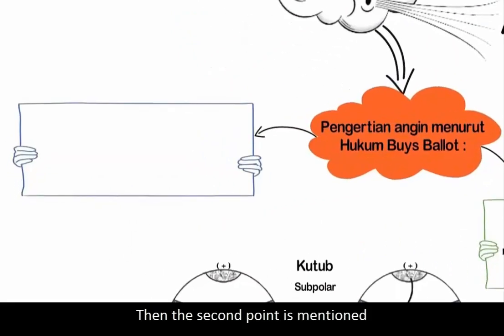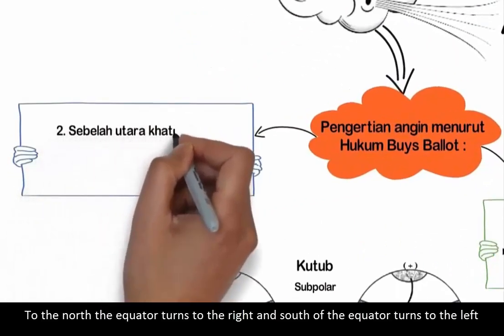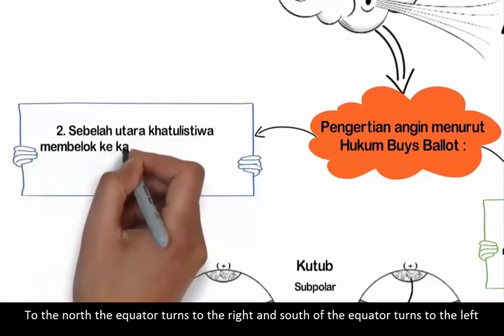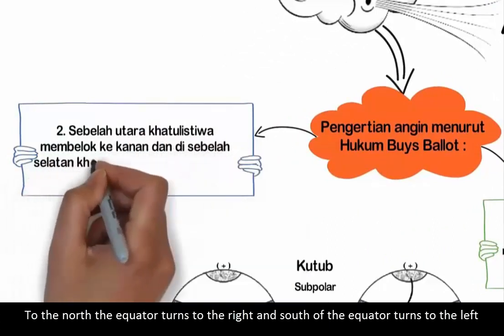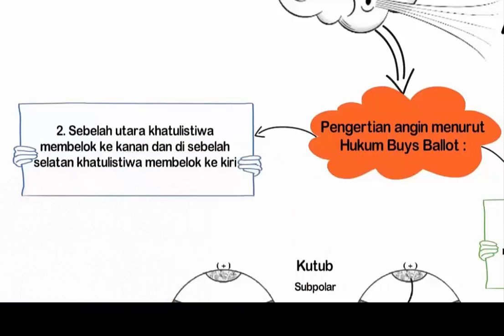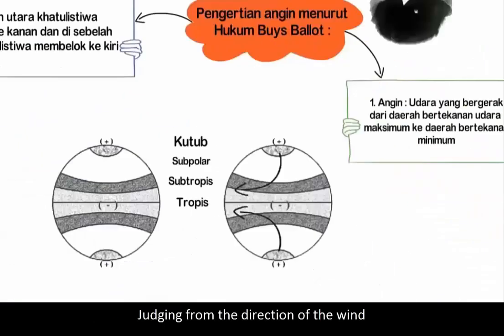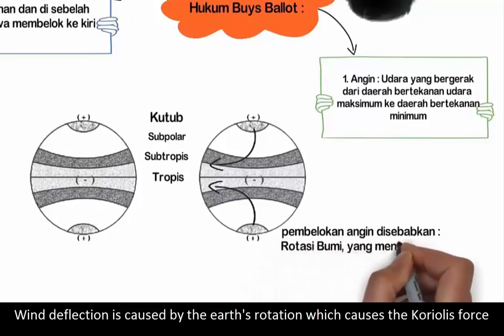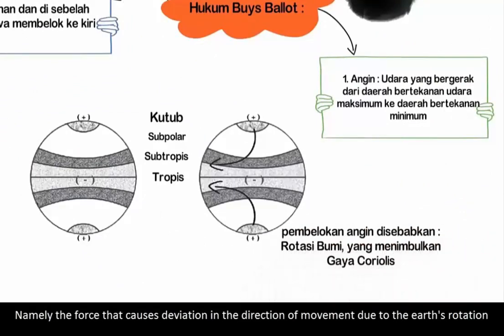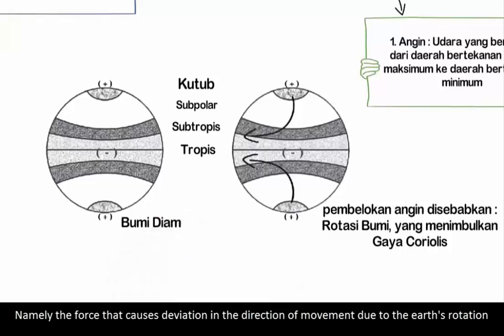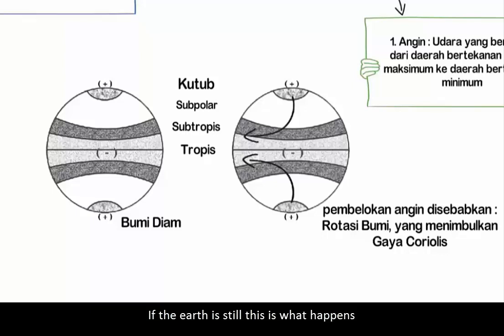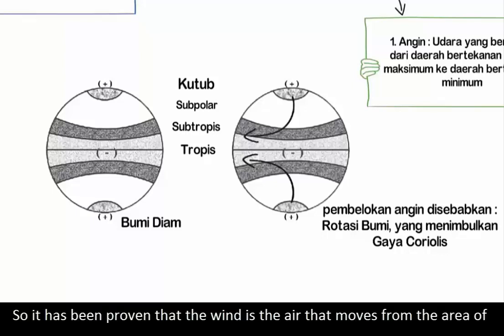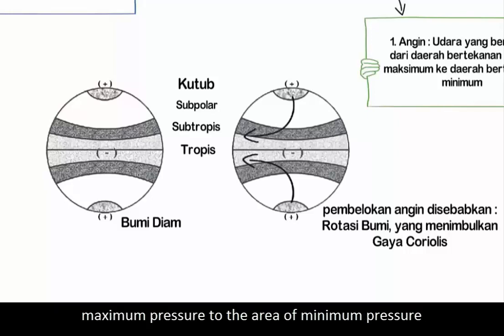Then the second point is mentioned. To the north of the equator the wind turns to the right and south of the equator it turns to the left, judging from the direction of the wind. Wind deflection is caused by the Earth's rotation, which causes the Coriolis force, namely the force that causes deviation in the direction of movement due to the Earth's rotation. If the Earth is still, this is what happens. So it has been proven that the wind is the air that moves from the area of maximum pressure to the area of minimum pressure.